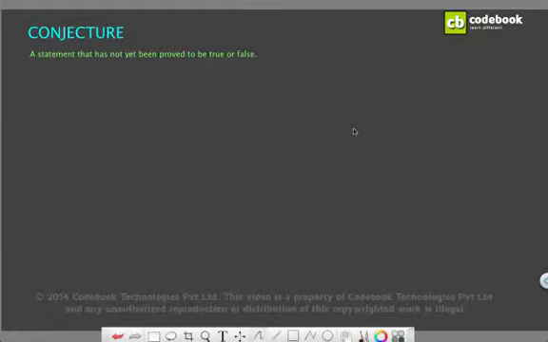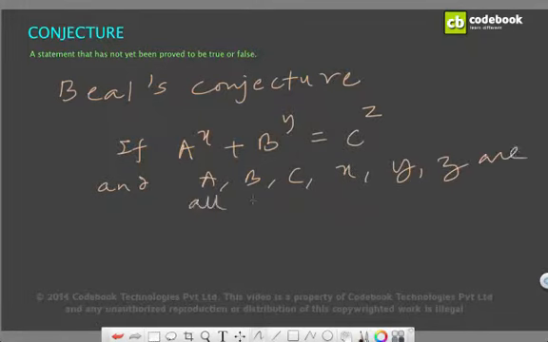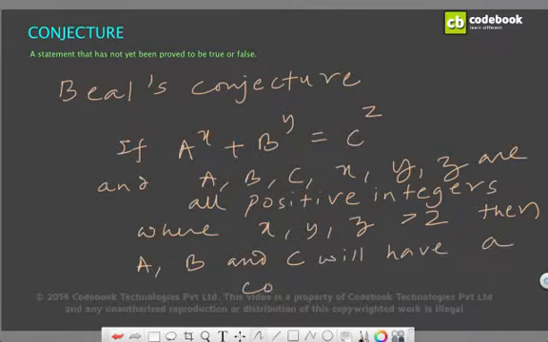There are many famous conjectures in the science of mathematics that have not yet been proved. For example, there is a conjecture called Beal's conjecture, and it states that if a power x plus b power y is equal to c power z, and a, b, c, x, y, z are all positive integers, where x, comma y, comma z are greater than 2, then a, b, and c will have a common prime factor.